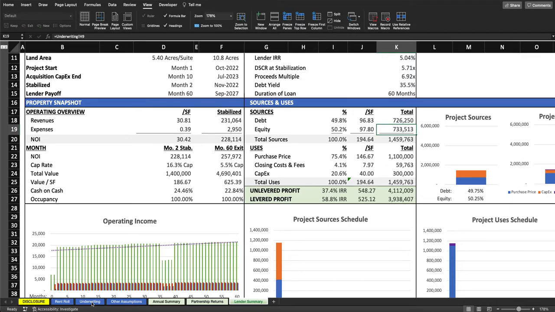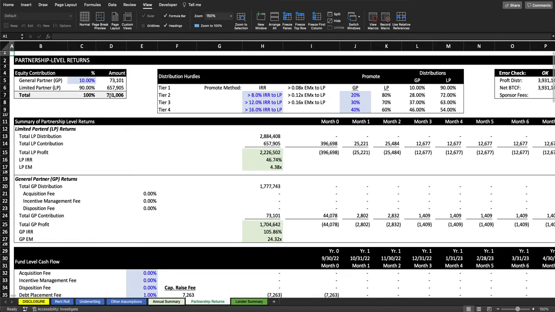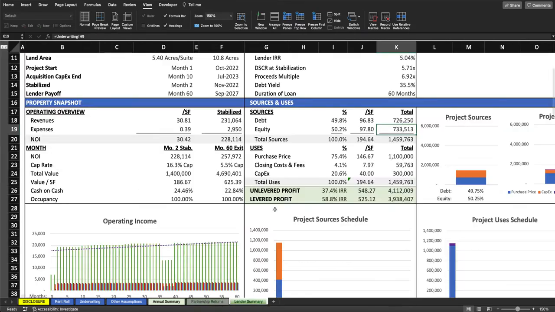Than the amount partnership returns. Then the amount that you need, right? 731,006. And if you go back to the lender summary, this is 733. And the difference is because you have NOI that you're going to be using some of your positive cash flows in NOI to pay off some of the costs for the capitalization. But the lender doesn't need to know that. They just need to know that your sources equal the uses, and you're going to be bringing equity of $733,000 to the table. That covers the purchase price, the closing costs, and then the CapEx.